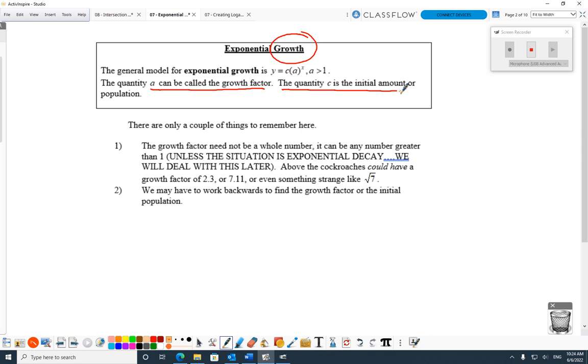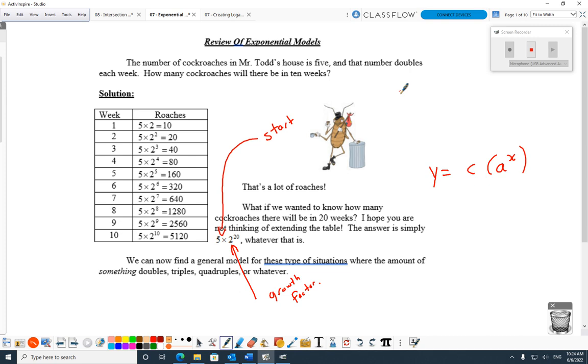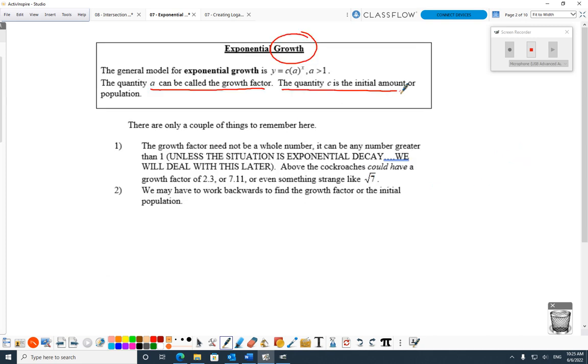The growth factor does not need to be a whole number. The previous example, I set it up to be doubling, and I knew the doubling time, so that a was a 2, but there's no reason for it to be a whole number. It can be any number greater than 1. Unless the situation is exponential decay, which I'll deal with in a minute. So if you're like, oh, wait, you can have things get smaller. I know, I'm going to get to those in a minute. So the cockroaches could have had a growth factor of 2.3 or 7.11 or something strange like root 7. Any growth factor is really possible.